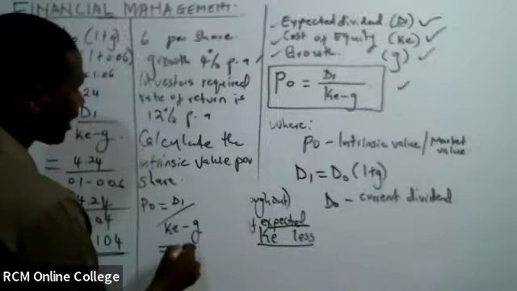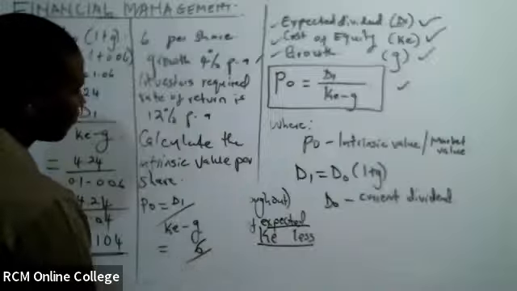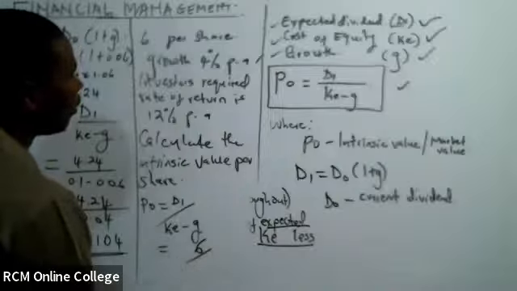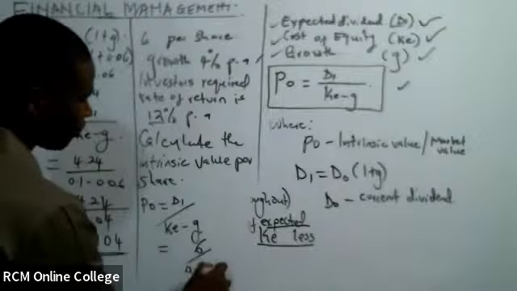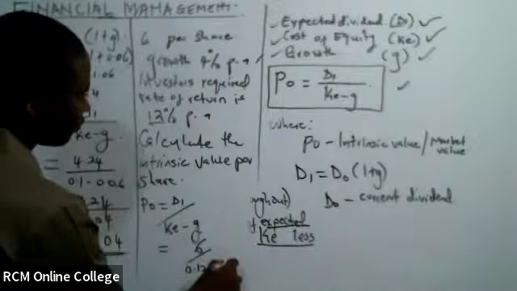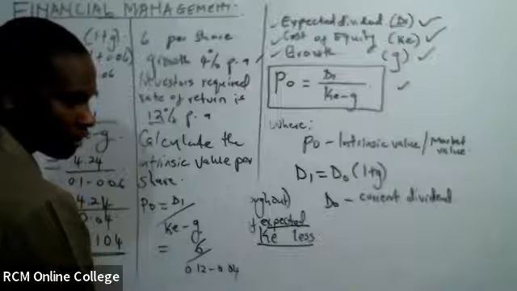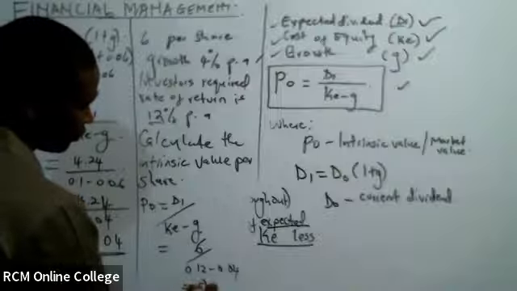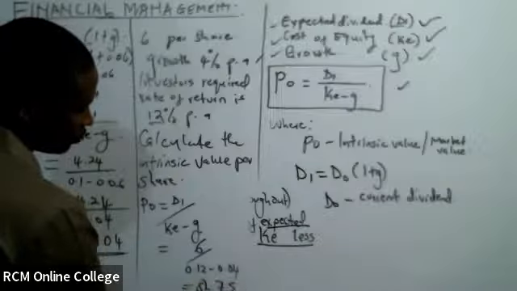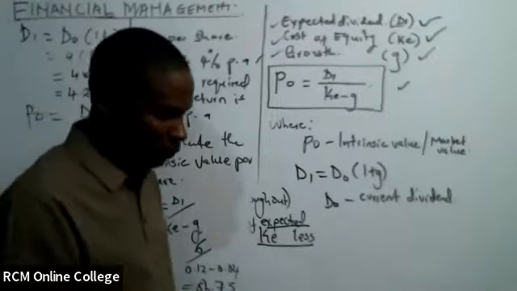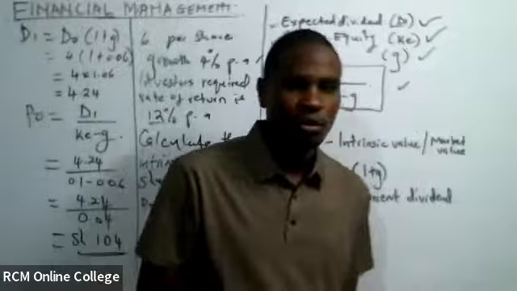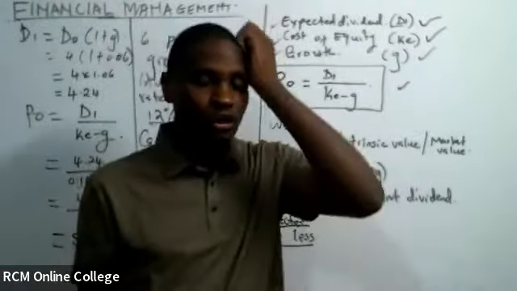So I have 6 divided by 0.12 minus 0.04. And people are able to get that as 75 shillings. Once you do that, you're going to get 75. Class, are we together as we go to the final part of ordinary share valuation?